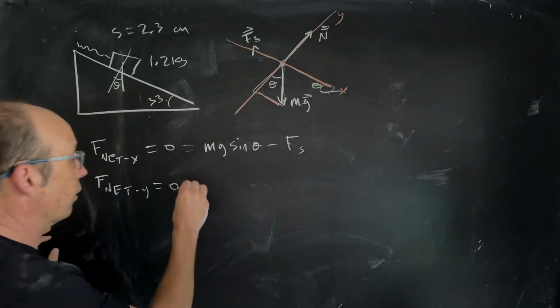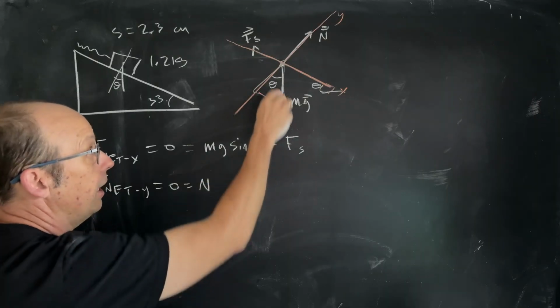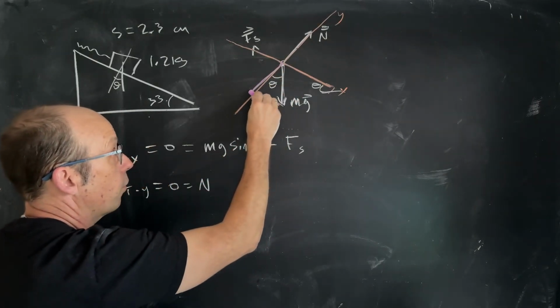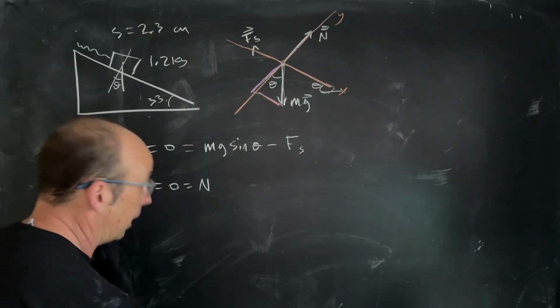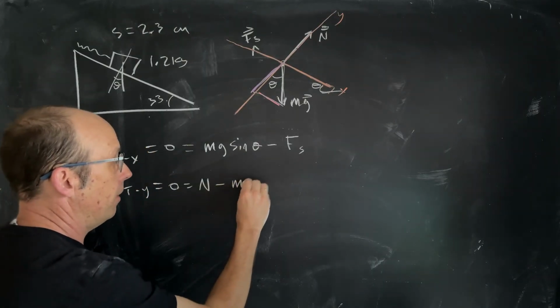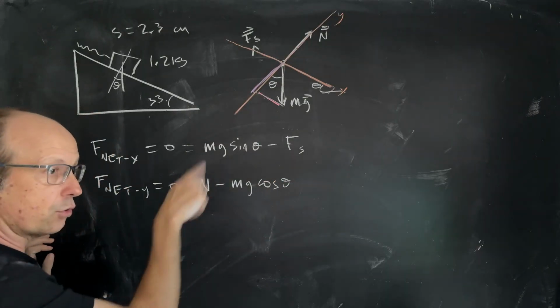So in the y direction, I have two forces. I have the normal force, and then I have this component of the gravitational force, which is the adjacent side. It's in the negative y direction, so it's going to be negative mg cosine theta. So those are my two equations.